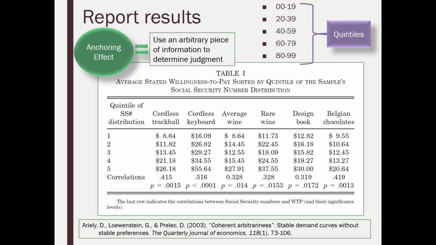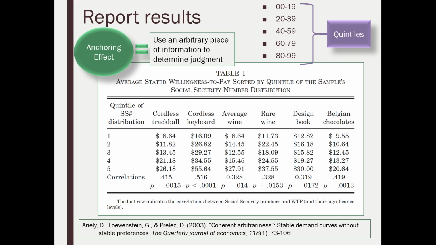Whereas if I had just written down 95, I'm on the larger end of my scale. So when I'm thinking about how much a cordless trackball is worth, if I wrote down 95, I might be thinking, well, it's probably a pretty good item. I guess I'll say something like $25. I guess I'd say something larger.